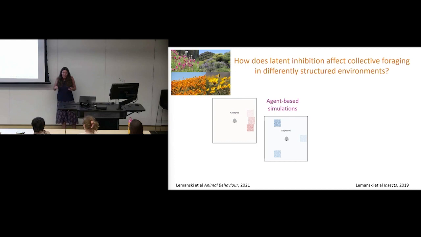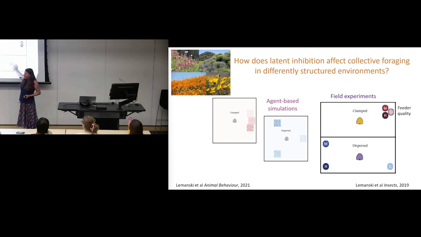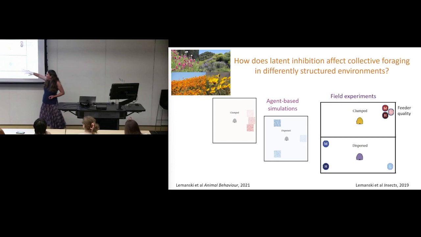So we basically reproduced these simulations in the field in big enclosures, where we had a colony of either high ally or low ally, and we either had the foods dispersed or clumped, and we had different quality food. And this is probably one of the most rewarding papers that combined simulations and fieldwork. The fieldwork matched exactly our simulations, which was kind of surprising. And so we started thinking, well, what is going on? Because we had a different expectation.